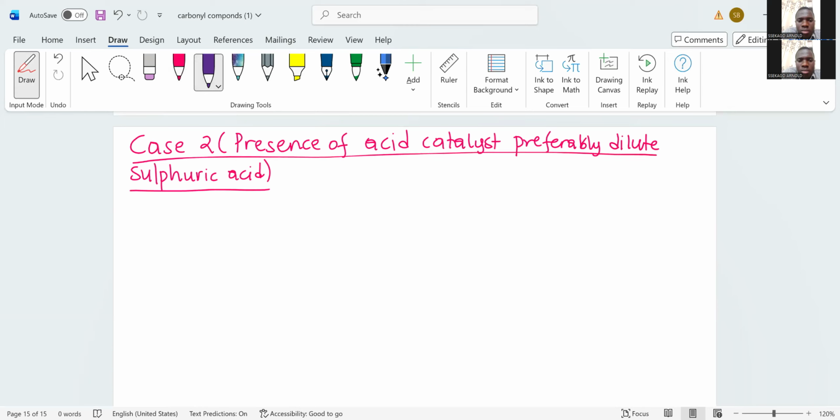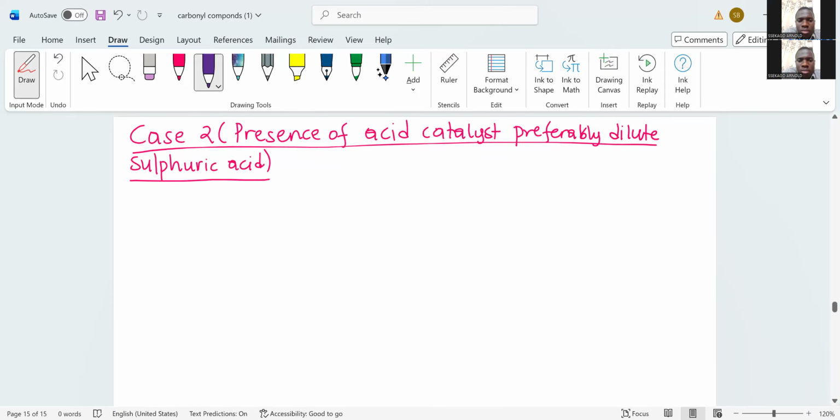Now, for this, we shall still start in the same way. We have to get the general intuition, then we look at specific examples. So a general example: RCHO plus RNH2 in presence of hydrogen ions from dilute sulfuric acid.